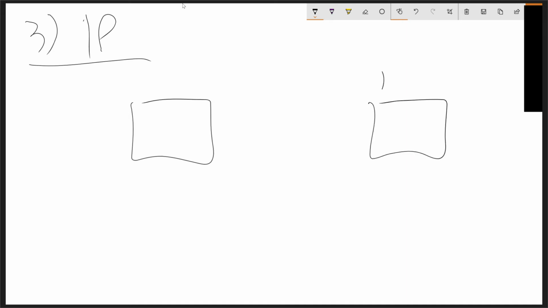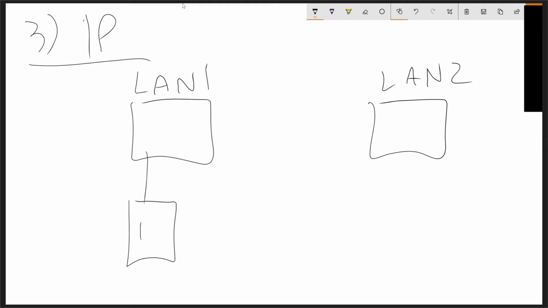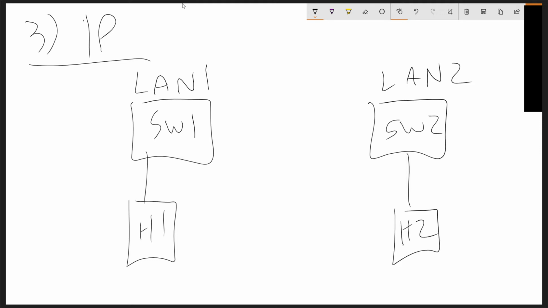So what that would look like is I've got a LAN here, and I've got a LAN here, LAN 2, LAN 1. I've got a switch with one device, so we're just going to call this host 1, switch 1, switch 2, host 2, and they're connected via a trunk link. So links between networking devices are called trunks, and links between hosts or clients and a networking device are called access links.